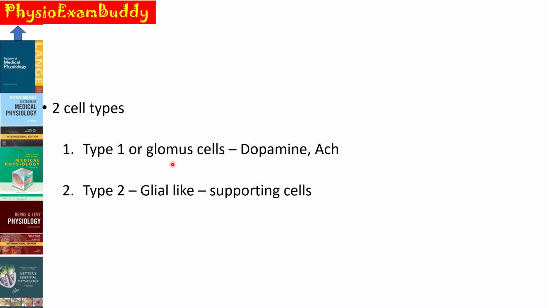Each carotid or aortic body contains two types of cells, that is type 1 and type 2 cells enclosed in a capsule, and they are in close contact with the fenestrated sinusoidal capillaries. The type 1 or glomus cells are chemosensitive cells, and they have granules which contain the neurotransmitters like dopamine as well as acetylcholine. The type 2 cells are the glial-like and each surrounds 4 to 6 type 1 cells. They function as the sustentacular or the supporting cells.